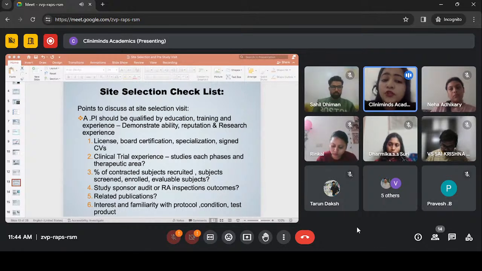Apart from that, they will also check the publications, whether the investigator has any publications for the research they have conducted. Plus, what are the ongoing studies that the investigator is involved in? That is also checked. Plus, they will check whether the investigator's site underwent any audits or inspections. If maybe 3 audits have been conducted, what was the outcome of the audits, or if any inspection was carried out by the regulatory authority, what was the outcome of that.